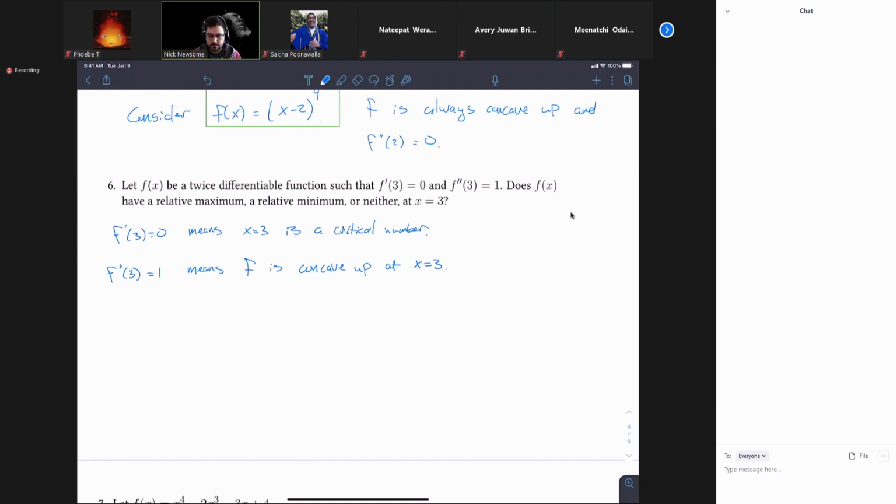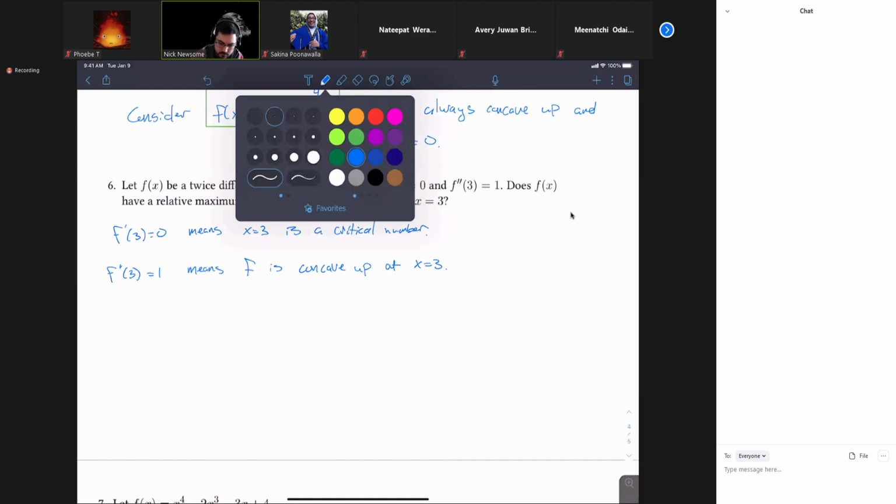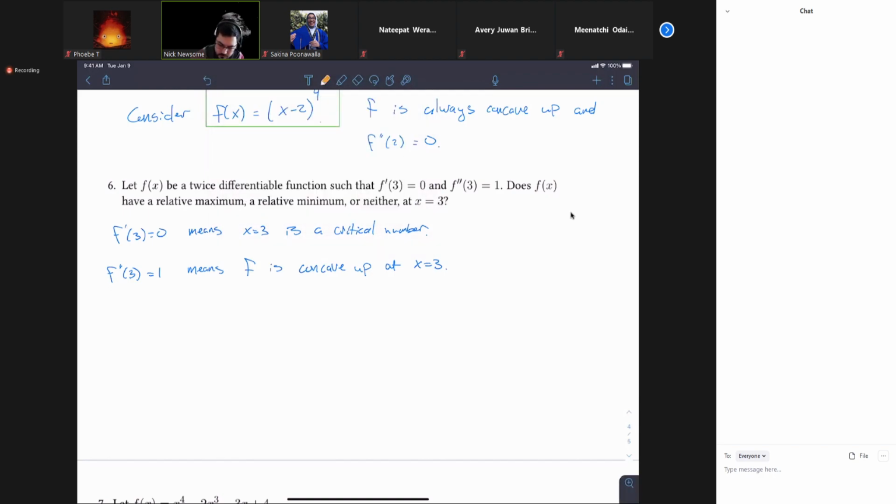Okay, so with this information, what can we say here? Concave up means that at x equals 3, f kind of looks like this. It has this U shape. And x equals 3 is a critical number. Altogether, what conclusion can we draw?